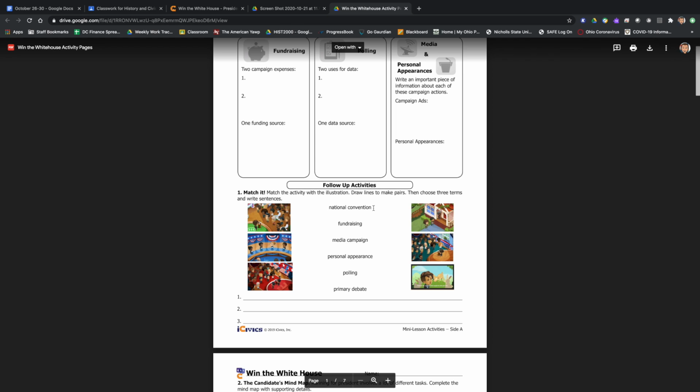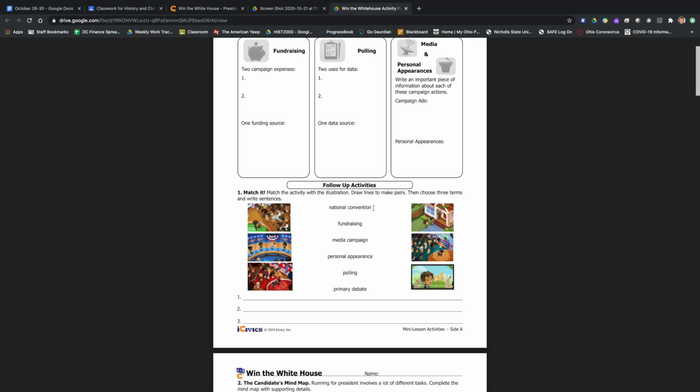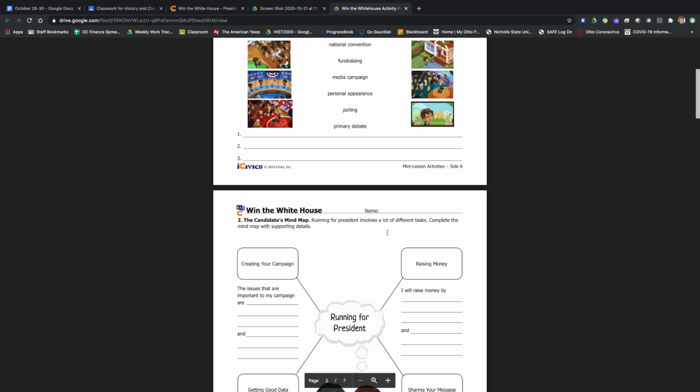And just a little side note, I do have paper copies. I'll be handing out paper copies to all my in-person learners. I also have paper copies available outside for pickup at the middle school. If you would like to pick up a paper copy, you can do that as well.